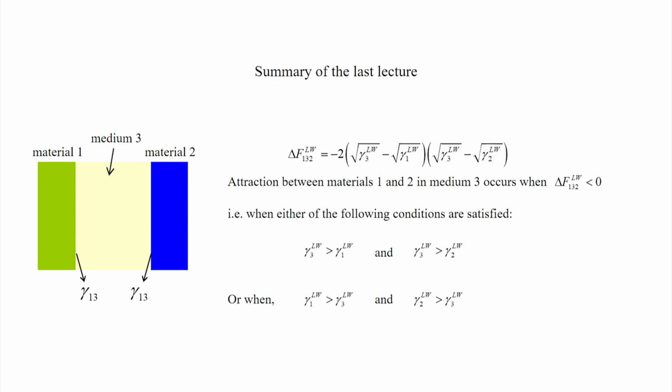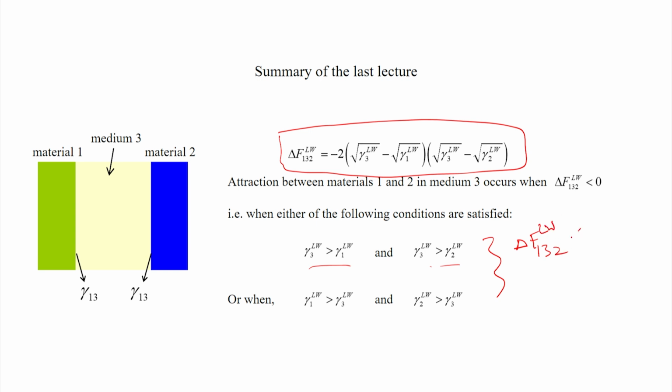We are talking about the concepts of surface science and interfacial science, and we just presented one example in the last lecture. We derived this expression for the interaction energy between two materials 1 and 2 which are immersed in a third medium or material, that is 3. From this expression we showed that when gamma 3 LW is greater than gamma 1 LW and gamma 3 LW is greater than gamma 2 LW, or the opposite, the quantity is negative. So in both cases delta F 132 LW is negative.